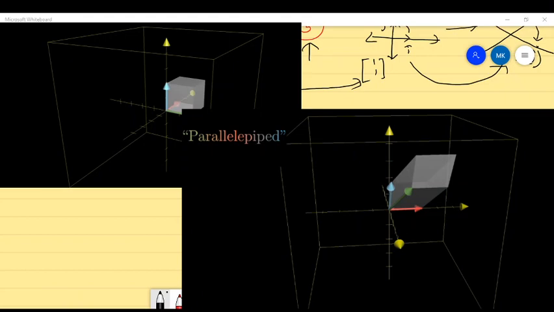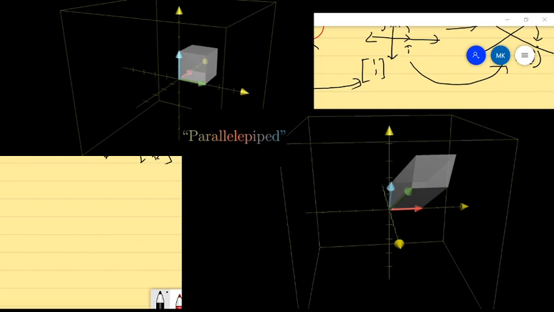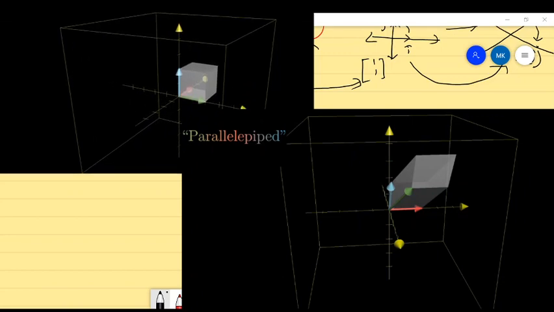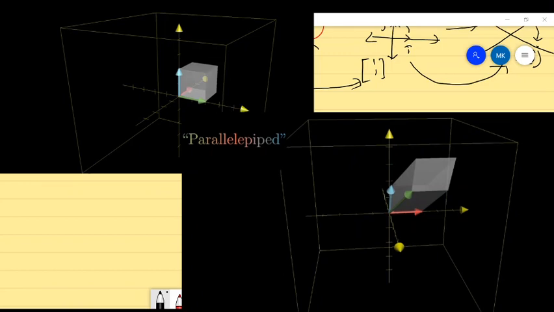Whenever you have a matrix and you have a linear transformation, from this initial position your transformation becomes a parallelepiped, and the determinant says how much the volume has changed. That means how much the volume has stretched out or squished in the 3D space.